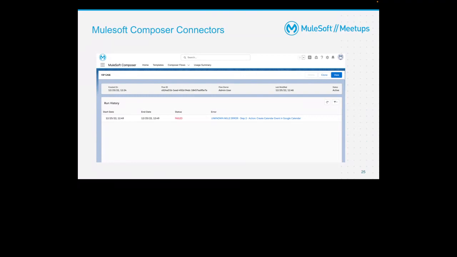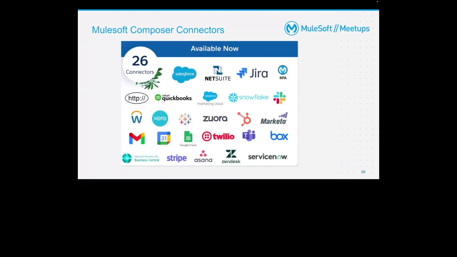As said, there are 26 connectors, and recently it has become 27 with the addition of Sage Intacct to the list. It currently supports Salesforce, NetSuite, Jira, then RPA, Snowflake, and the list goes on. So there are a total of 26 connectors, right? At the end of the day, if you ask me, it is not 27. I would rather say it is 26 plus n, because 26 are the built-in connectors, but we have a generic connector, which we call the HTTP connector.